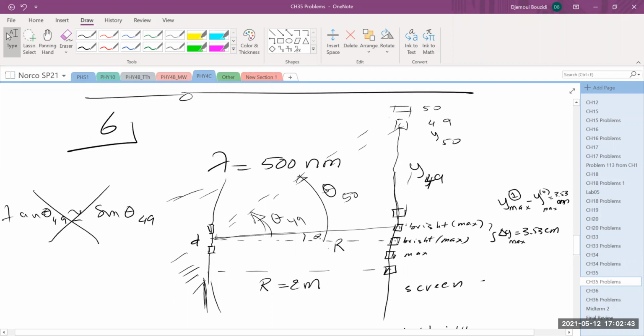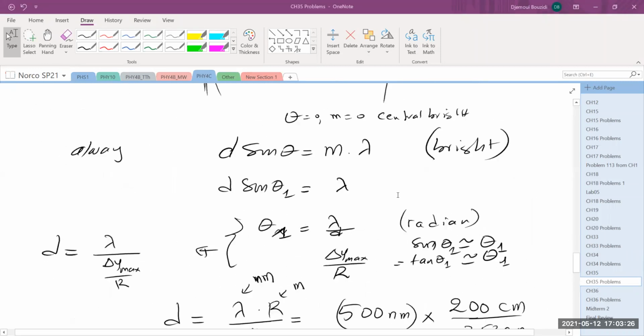Okay. Does this problem make sense to you guys? Just the physics, forget about the math for right now. Yes, no? Maybe? Okay, very good.